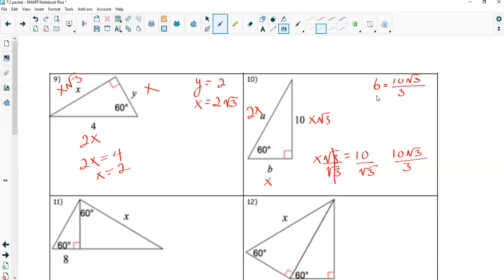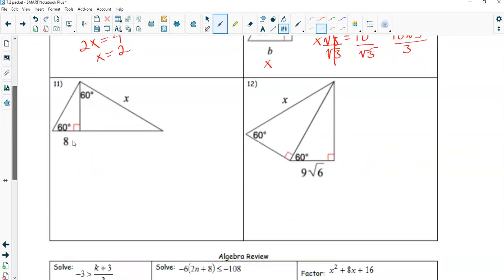And then all I have to do now is go from there, double it to get to the hypotenuse, which is a. If I double, I'm going to double this number only. So 2 times 10 is 20. 20 thirds square root of 3. See how that works? And that's how you do that.